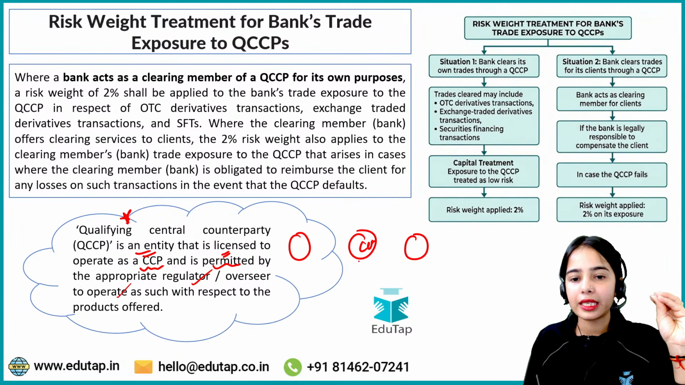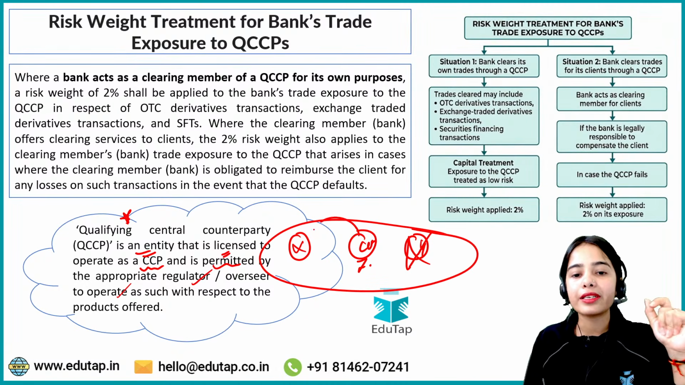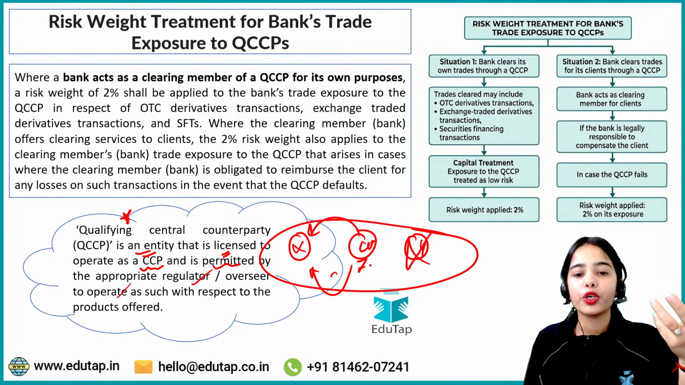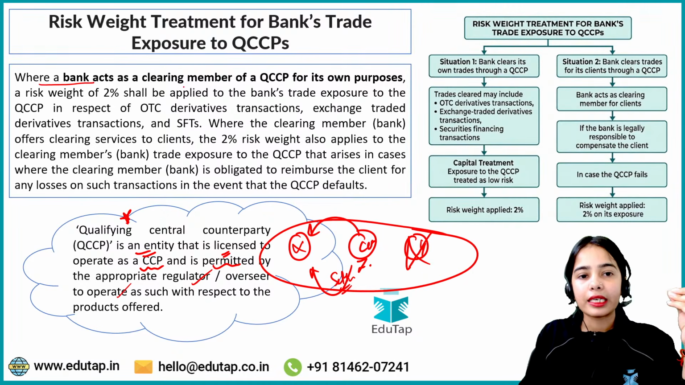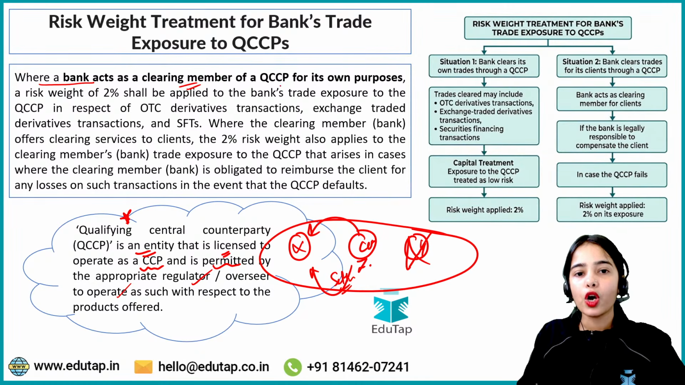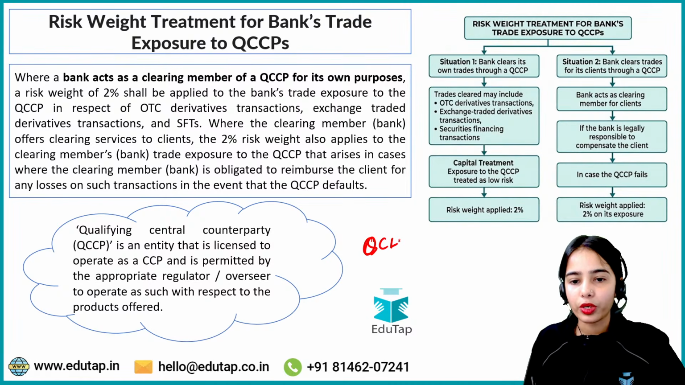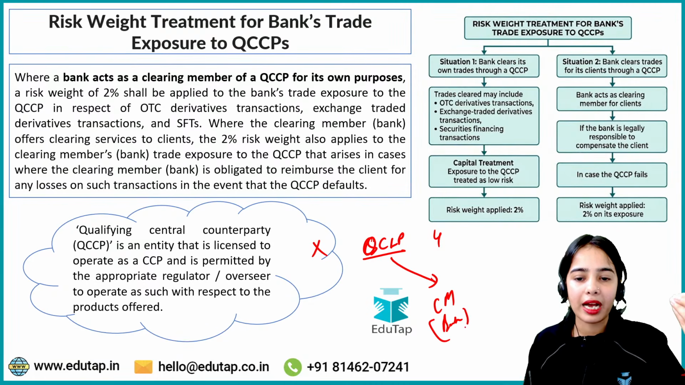Okay, so the central counterparty is the intermediary that comes between two clients so that the trade happens smoothly, and if a party defaults, then the central counterparty is responsible to settle the trade. Now, where a bank acts as a clearing member: let's say the bank is acting as a clearing member of a qualified central counterparty. The qualified central counterparty is between the two clients X and Y. Now the clearing member is still a bank.